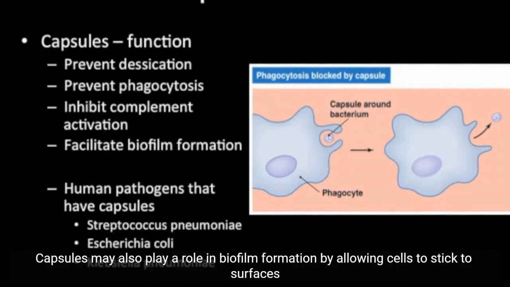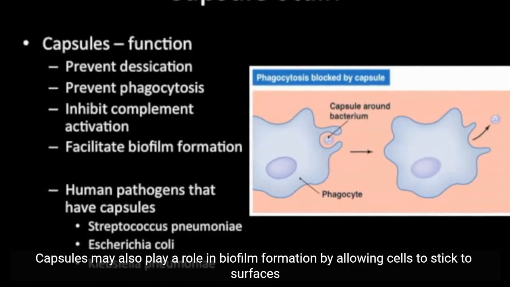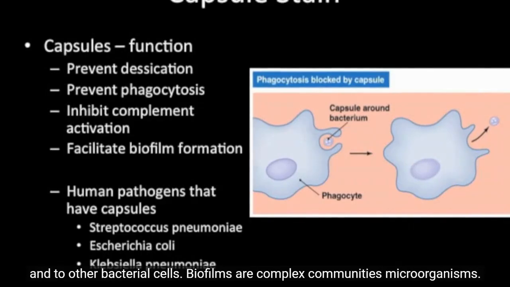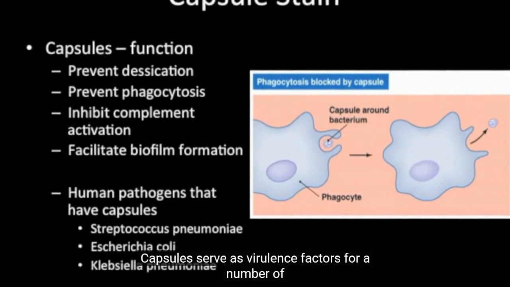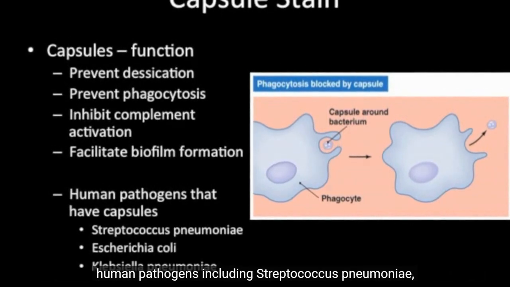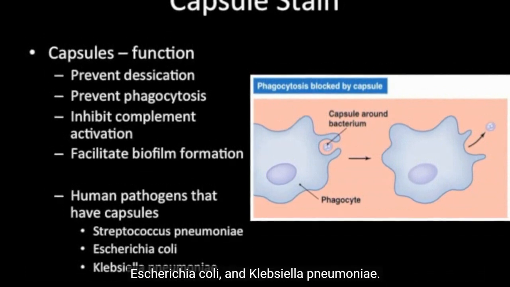Capsules may also play a role in biofilm formation by allowing cells to stick to surfaces and to other bacterial cells. Biofilms are complex communities of microorganisms. Capsules serve as virulence factors for a number of human pathogens, including Streptococcus pneumoniae, Escherichia coli, and Klebsiella pneumoniae.